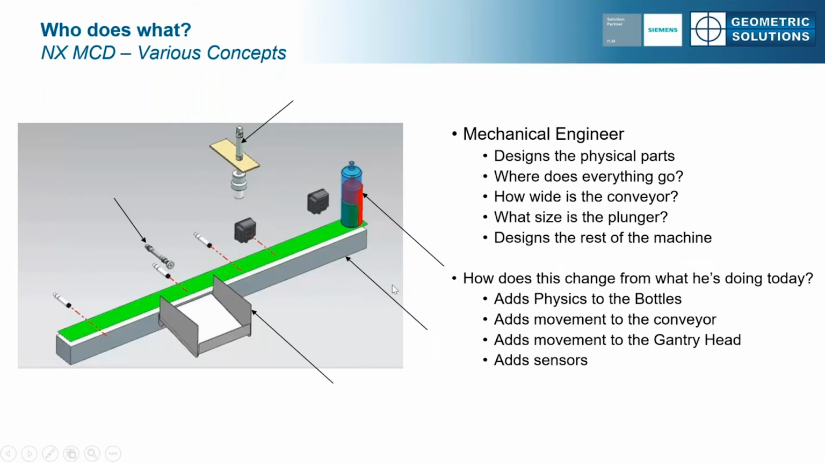Lastly, the mechanical engineer. What does he do? He designs the physical parts. And just looking at this model, you can see he has a lot of work yet to do. He's got to build the rest of the things around this. Some of the changes for him, though, is he's going to have to add these physics properties to the models. So he's going to have to add physics to these bottles, make that conveyor move. He's also going to have to add movement to the gantry head and sensors. So he does have a little bit of work that he's going to have to do.